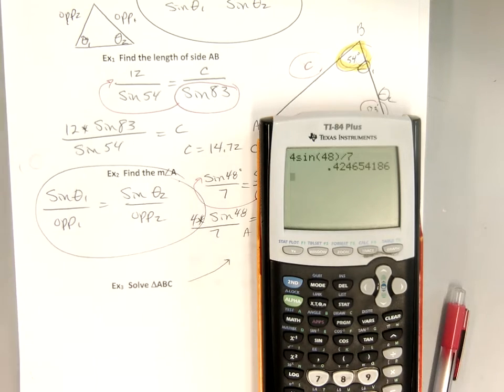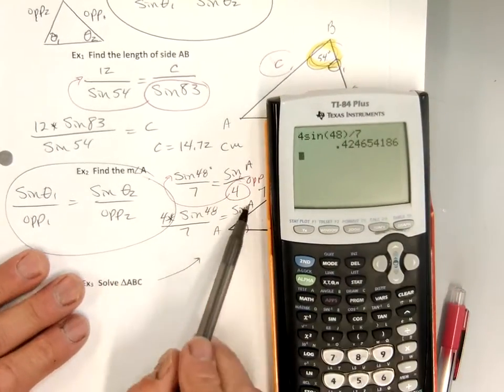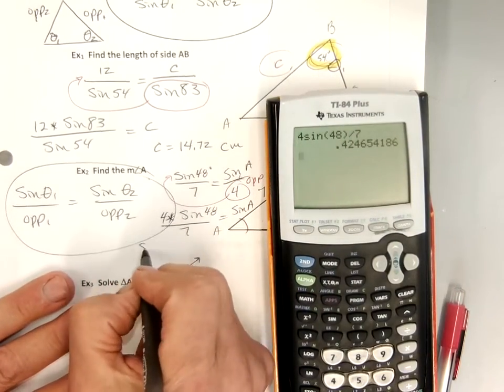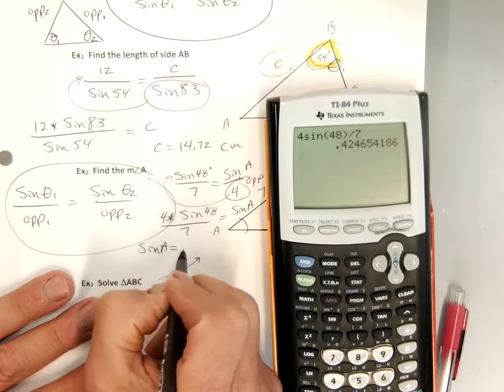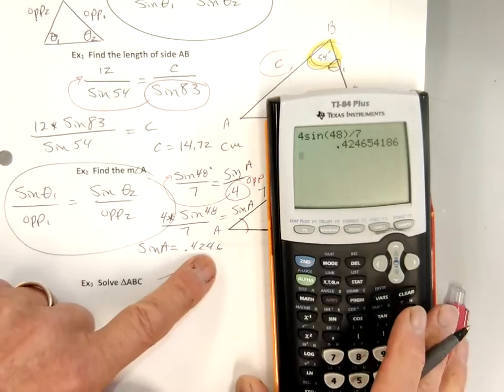And now I get a decimal. And the decimal doesn't surprise me because I'm looking for the angle, right? I got sine. So what I have is sine of A equals this decimal, 0.4246. That is not the angle.